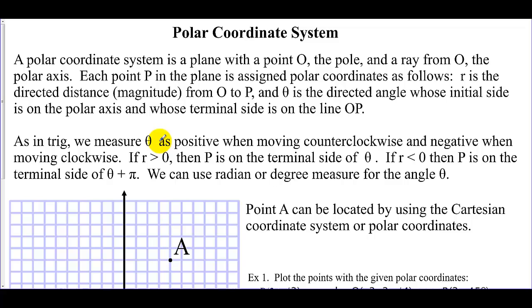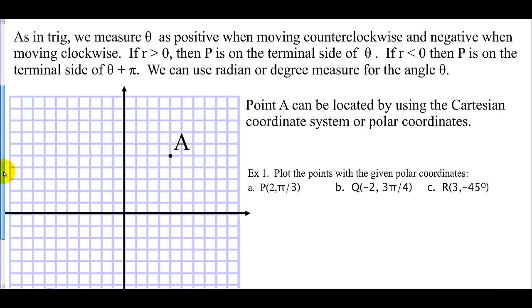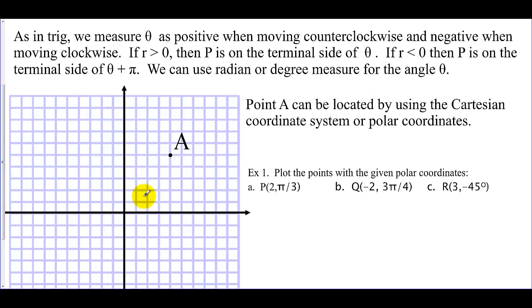As in trig, we measure theta as positive when moving counterclockwise and negative when moving clockwise. If r is greater than 0, then P is on the terminal side of theta. If r is less than 0, then P is on the terminal side of theta plus pi. In other words, if we have this angle and r is positive, it goes along the angle. But if we have a certain angle but r is negative, it'll go along that angle but in the opposite direction. We can use radian or degree measure for the angle theta.